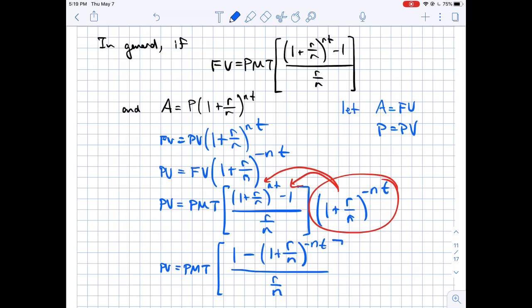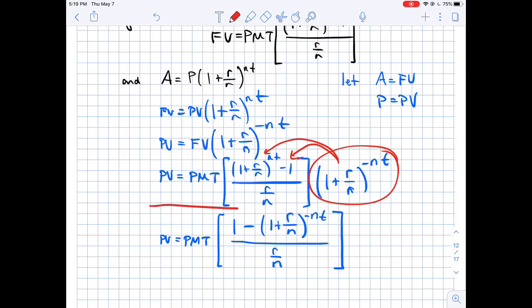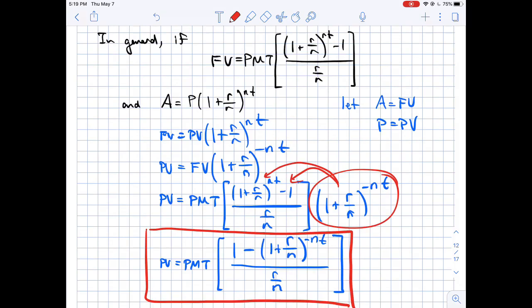We still have r divided by n, and so this is the formula that we end up with for present value. We're going to leave it in this format, but if we need to work with present value, this is the formula that we can use. Okay, and it is fairly similar to our future value formula. It's just as ugly, it's just as complicated, except that this one is what we can use to find the present value of an annuity.